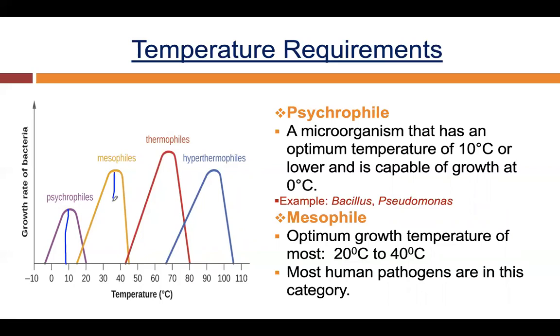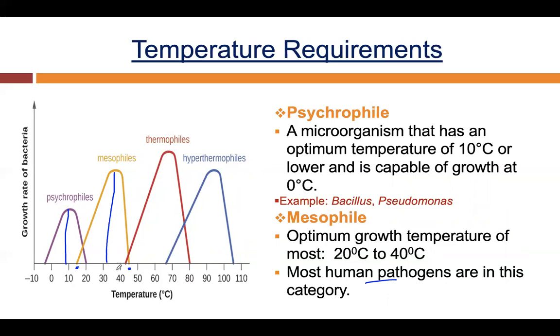Mesophiles are most human pathogens, because that represents our body temperature. Mesophiles, they can grow from 15 to 45 degrees, but their optimum temperature is almost 30 to 35 degrees centigrade.